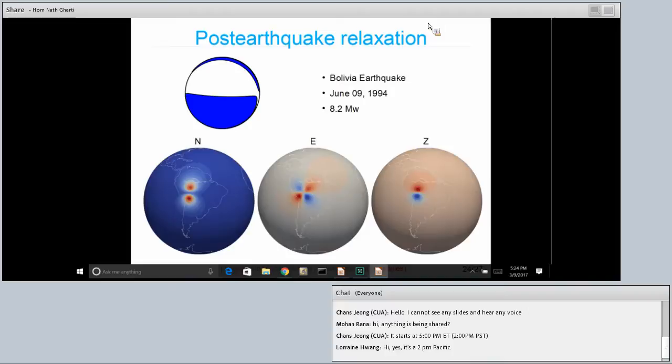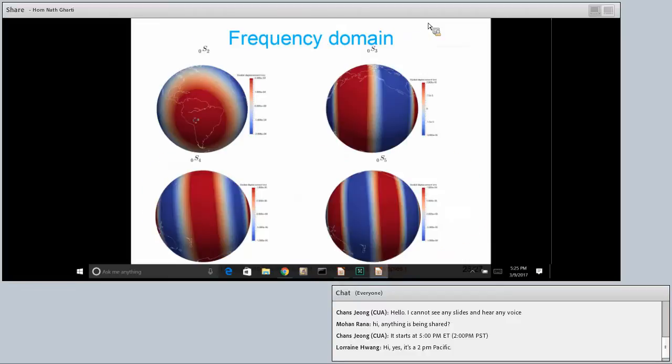Finally, I will show you another example, which is in the frequency domain. Now our package is set for both explicit time scheme and implicit time scheme, as well as the frequency domain.